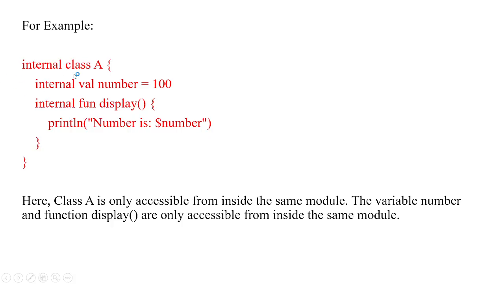Here we have declared a class as internal, and we have declared a variable number that is also declared as internal, and here we have a display function which is also declared as internal. So class A is only accessible from inside the same module. The variable number and function display are only accessible from the same module.